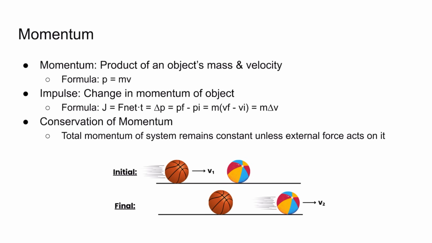Moving on to the momentum unit. So momentum is represented as P, and it is an object's mass times velocity. Impulse is the change in momentum of an object, and there are a ton of ways to solve for impulse, so I wrote down all the equations for it. And a key concept is conservation of momentum. So the total momentum of a system will remain constant unless an external force acts on it.